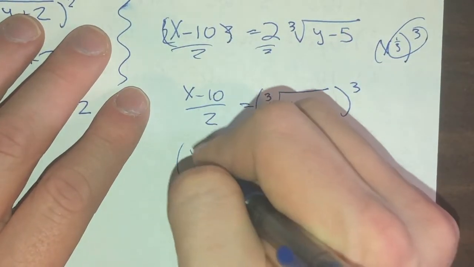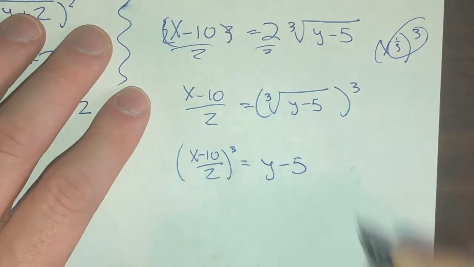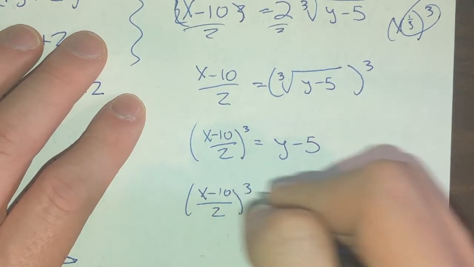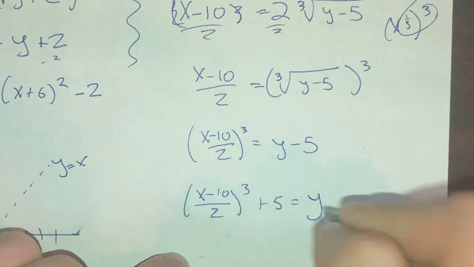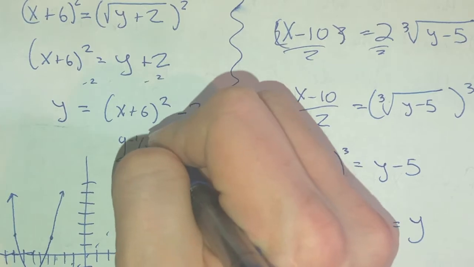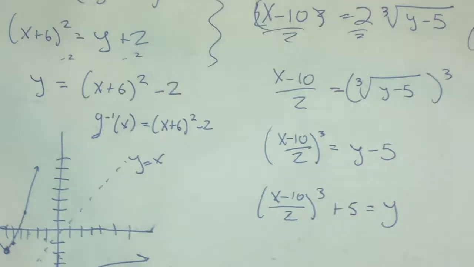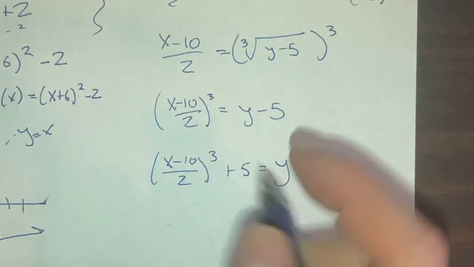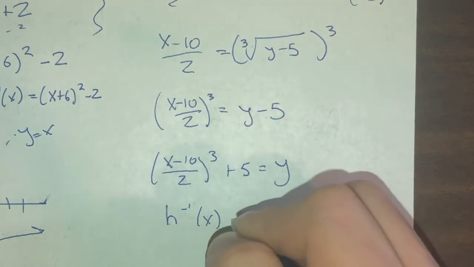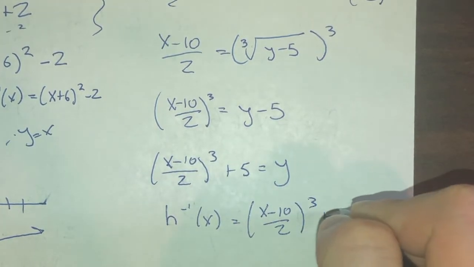Similarly, what I'm going to do is cube the other side. And over here, all I have left is y minus 5. And then my last step is x minus 10 over 2, cubed, plus 5 equals y. And in both cases, this is how you write the final result. So I write g inverse of x equals x plus 6 squared minus 2, that beautiful quadratic. And over here, I've got h inverse of x equals x minus 10 over 2 cubed plus 5.